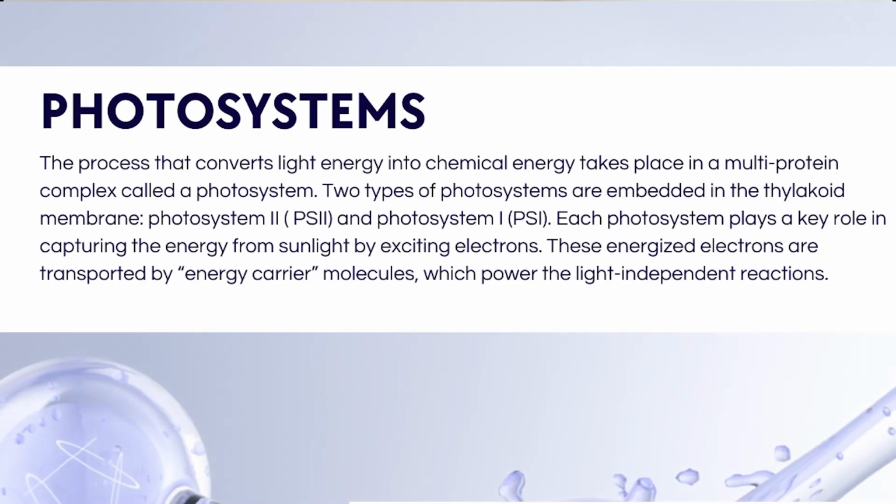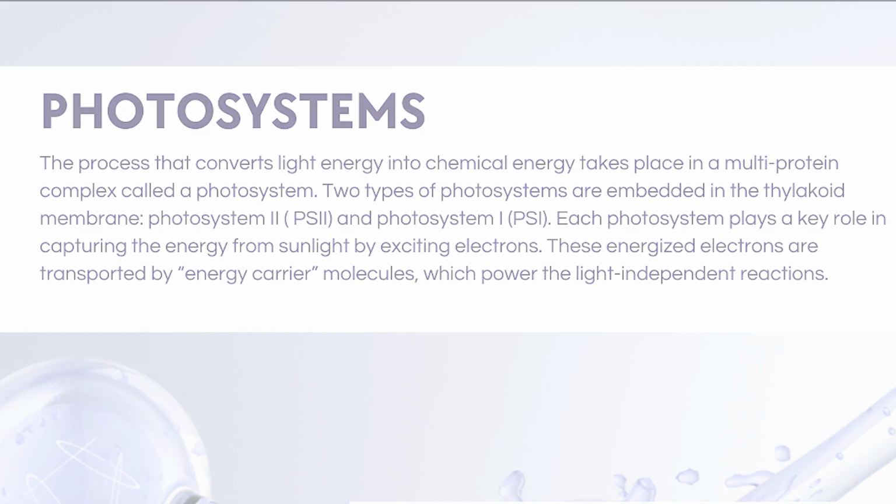So, photosystem. The process that converts light energy into chemical energy takes place in a multi-protein complex called a photosystem. There are two types of photosystems embedded in the thylakoid membrane, which are photosystem 1 and photosystem 2, or PS1 and PS2. Each photosystem plays a key role in capturing the energy from sunlight by exciting electrons. These energized electrons are transported by energy carrier molecules which power the light-independent reaction.